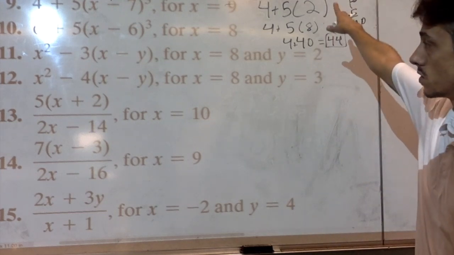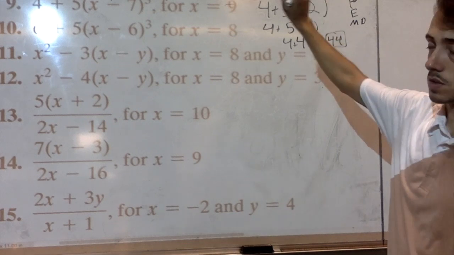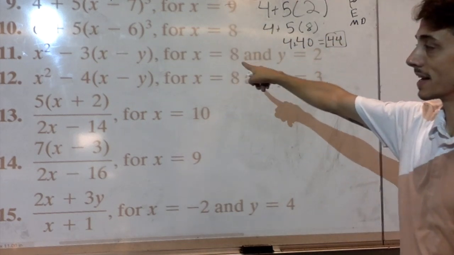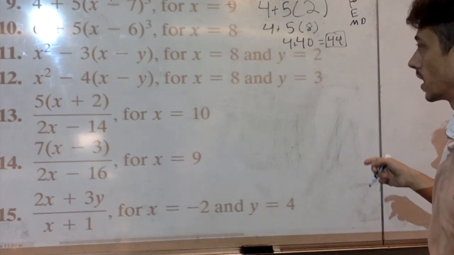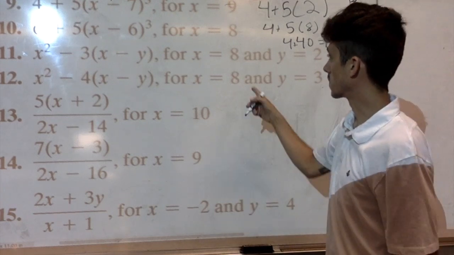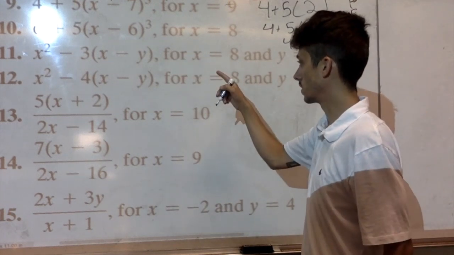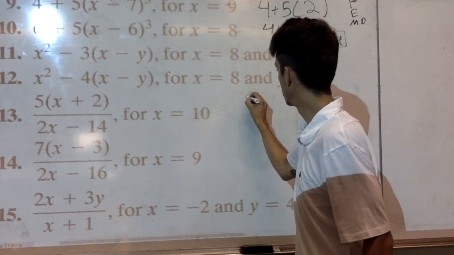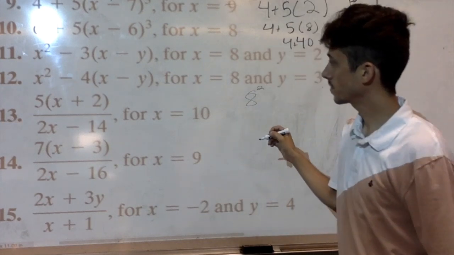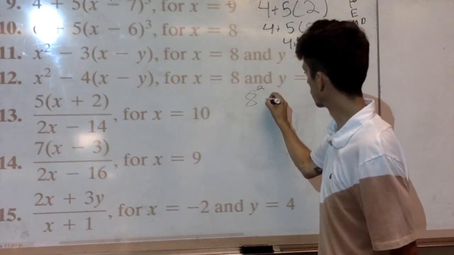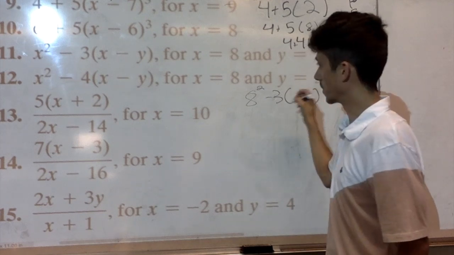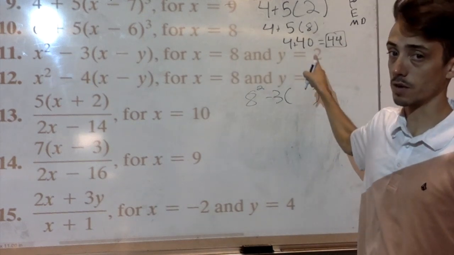That, I think, is one of the trickier ones. If 9 was tricky, that's definitely going to make 11 tricky, so we'll walk through 11 as well. So this is going to have 8 in place of x. So we have 8 squared. We are then deducting 3 times the difference of x and y, so be careful here.